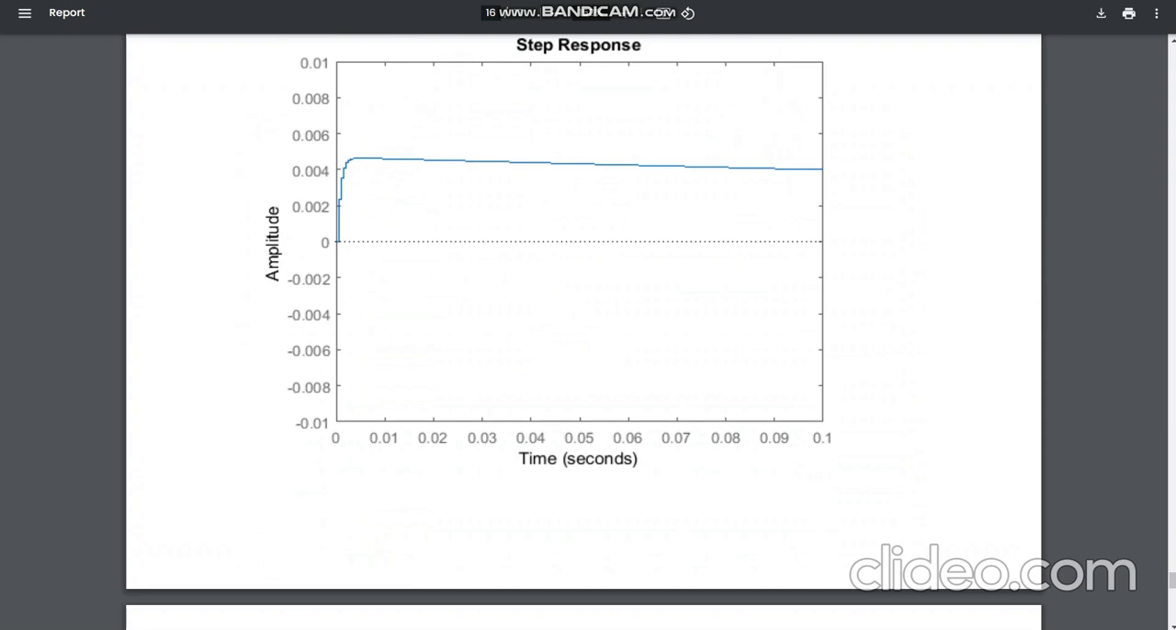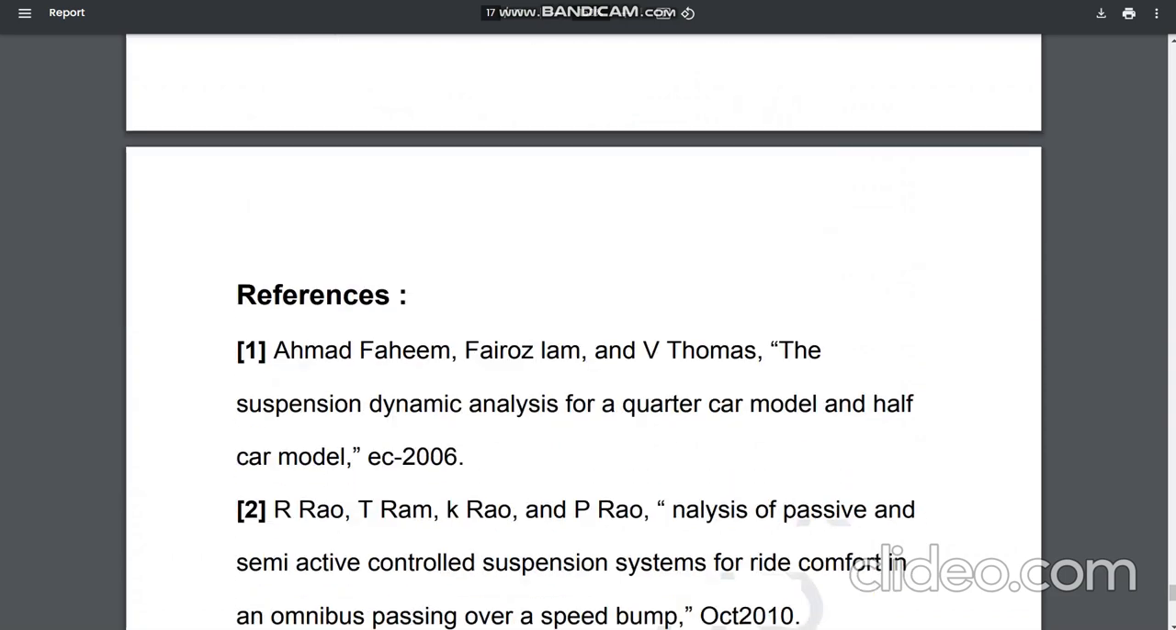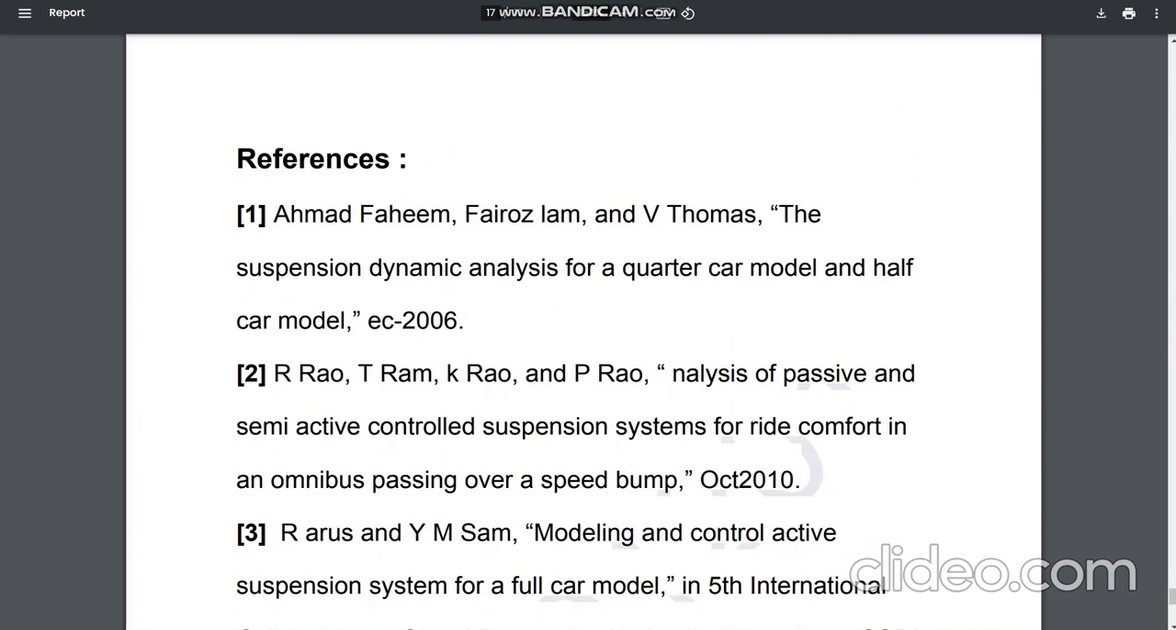The step output of this system, amplitude versus time graph, first goes up and then decreases. And my reference for this suspension control is from this.